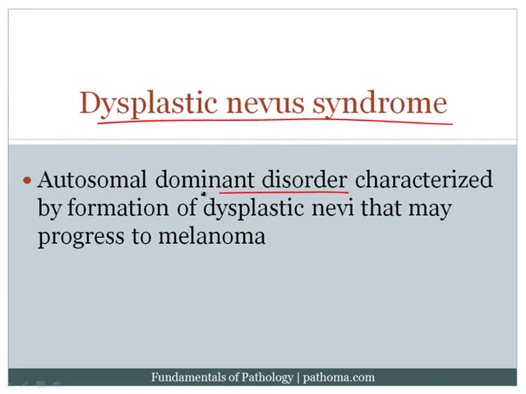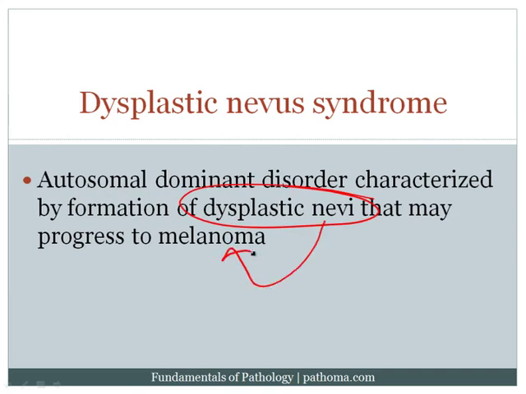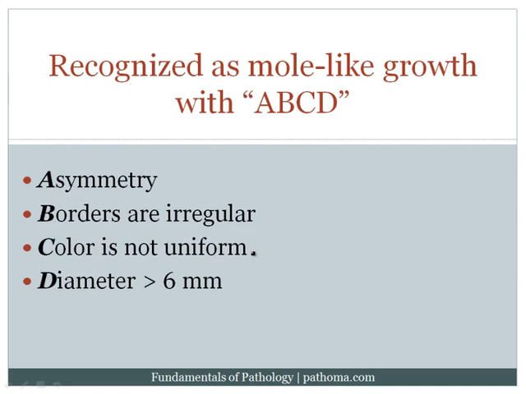This is an autosomal dominant disorder where the patients get dysplastic nevi, and of course dysplasia is a precursor to cancer, and so this can progress to melanoma. Now, when you have a melanoma, remember that it's going to be a mole-like growth, and so we need to distinguish melanoma from mole. And the way by which we do that is to look at the ABCDs. So, for example, if it's asymmetric, then we think more of melanoma.